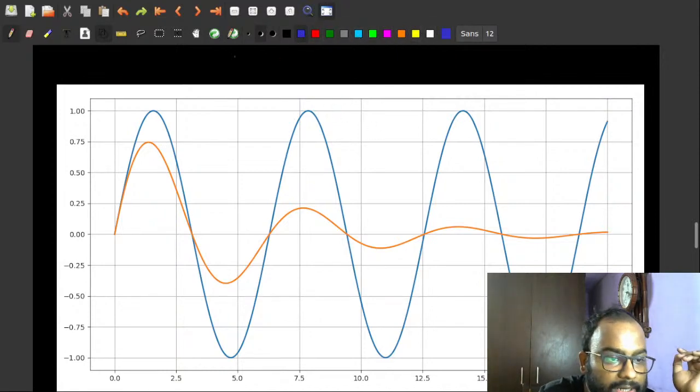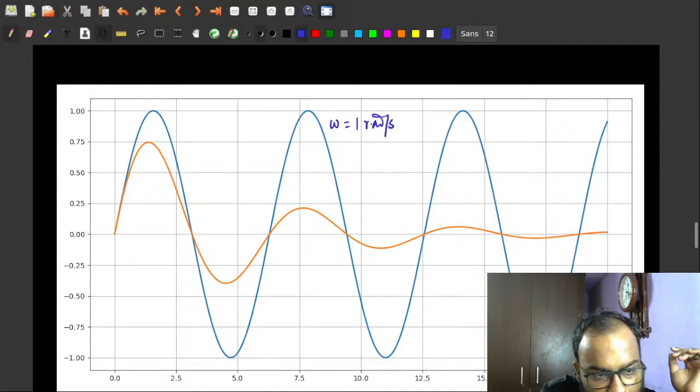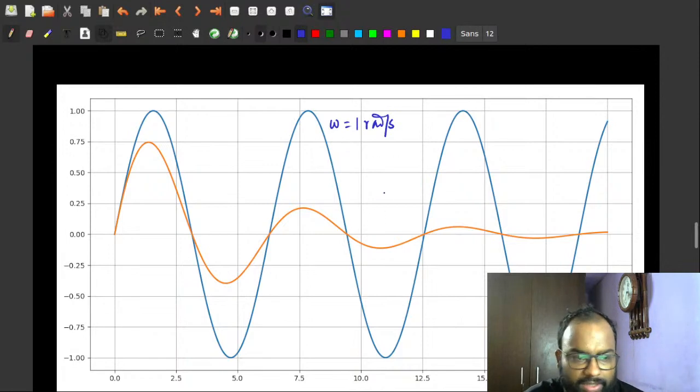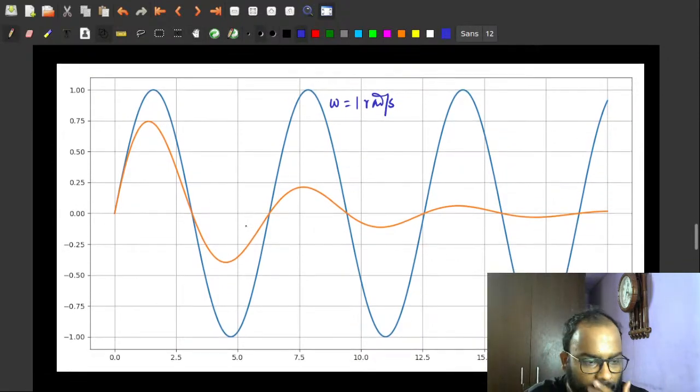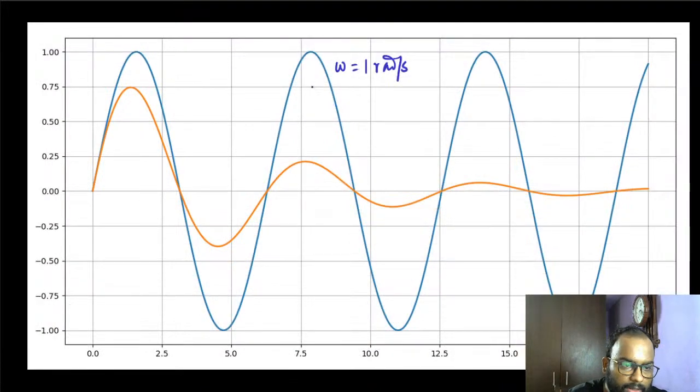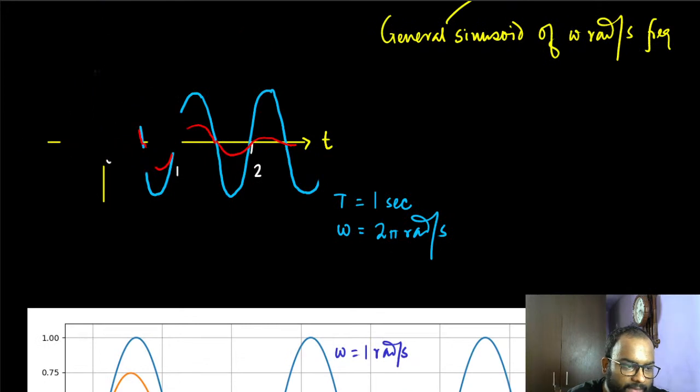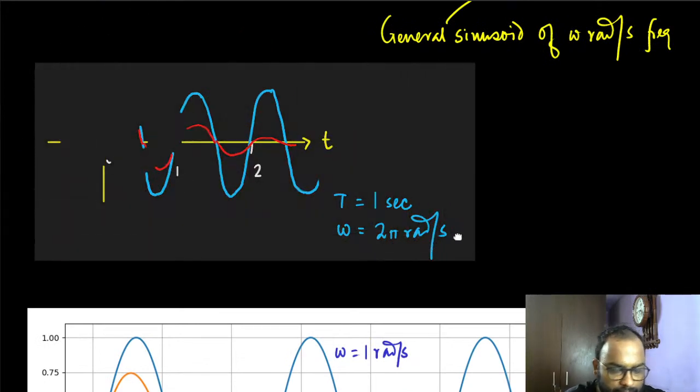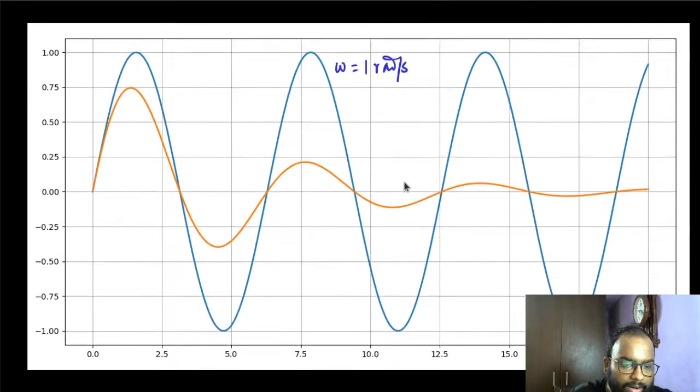Anyway, so let's start once again. We know for this blue one the frequency is omega, and that omega is 1 radian per second. That's not a problem. We know the frequency of this signal. Now the question is, what is the frequency of this orange one? What is the frequency of this orange one? All right, so what is the frequency of this orange one? Can anybody tell me?